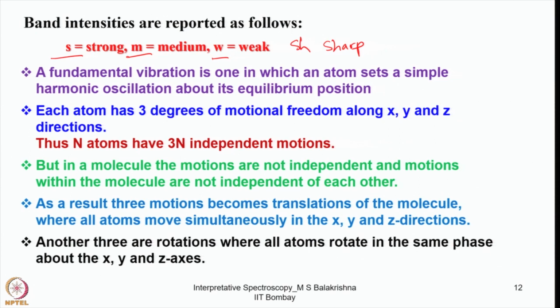As a result, 3 motions become translations of the molecule, where all atoms move simultaneously in the x, y and z directions. Another 3 are rotations, where all atoms rotate in the same phase about the x, y and z axes. This is very important. All atoms move simultaneously in the x, y and z directions and all atoms rotate in the same phase about the x, y and z axes. These points are very, very important, one should remember.